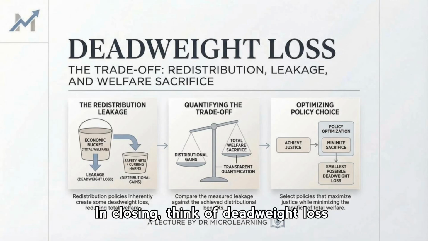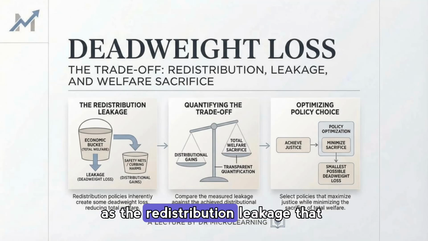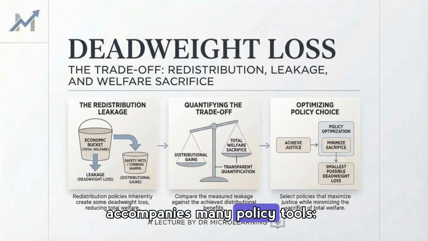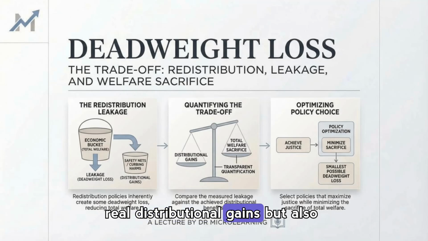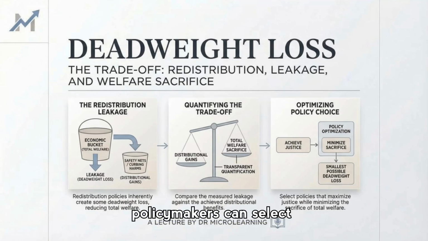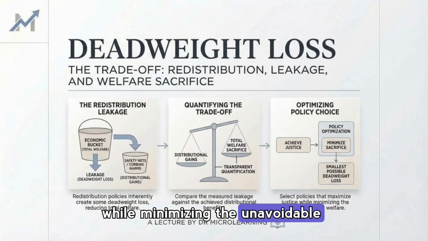In closing, think of deadweight loss as the redistribution leakage that accompanies many policy tools. Transferring resources can produce real distributional gains, but also shrink the total welfare pie. The final slide urges transparent quantification of that leakage, so policymakers can select interventions that achieve justice while minimizing the unavoidable sacrifice to overall economic efficiency.